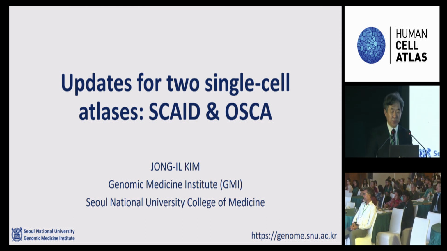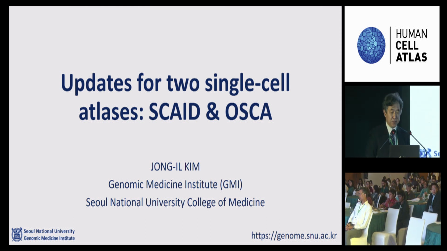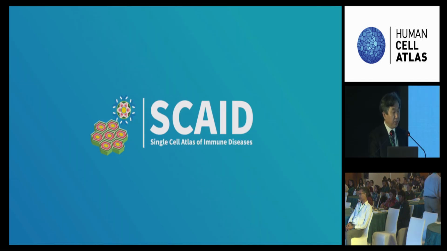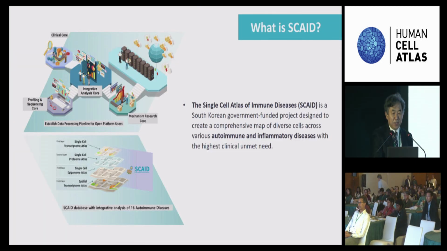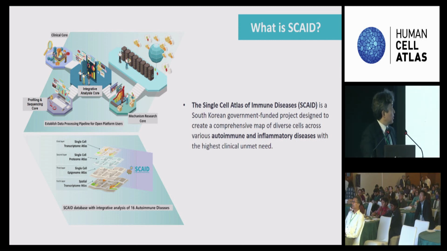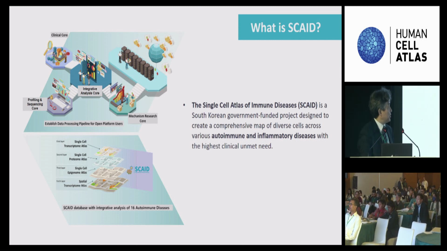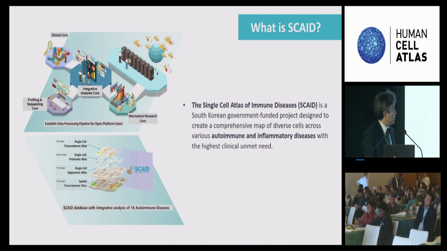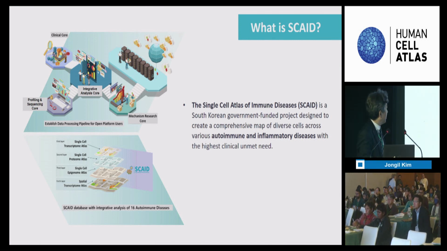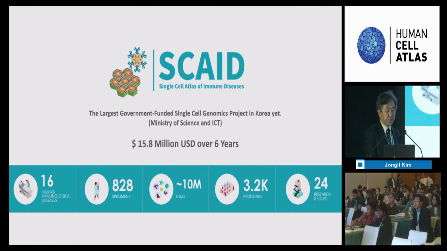I'm very happy to share recent updates for two single-cell atlases we are constructing. The first one is SCAID, mentioned by Chayam in the previous talk. SCAID means the single-cell atlas of immune disease. It targets autoimmune and inflammatory diseases, and it contains many different sequencing platforms.